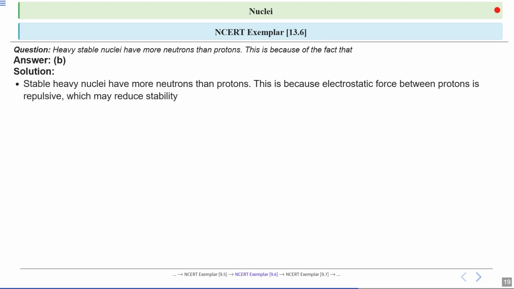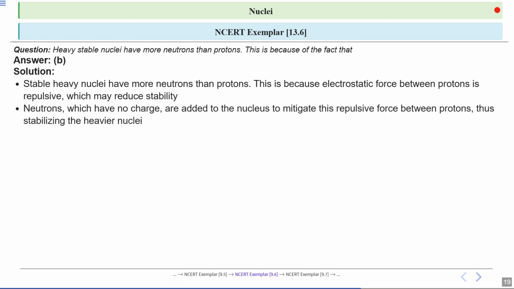In heavy nuclei, more neutrons than protons are needed to counteract repulsive electrostatic forces between protons, which may reduce the stability of nucleus. Neutrons are neutral particles that do not contribute to electrostatic repulsion. They contribute to the strong nuclear force which binds the nucleus together more effectively, especially in heavy nuclei, without adding to the repulsive electrostatic interactions, making them essential for the stability of heavy nuclei.